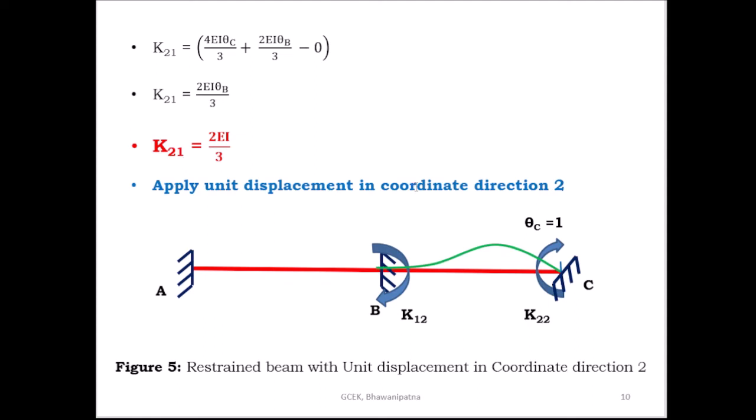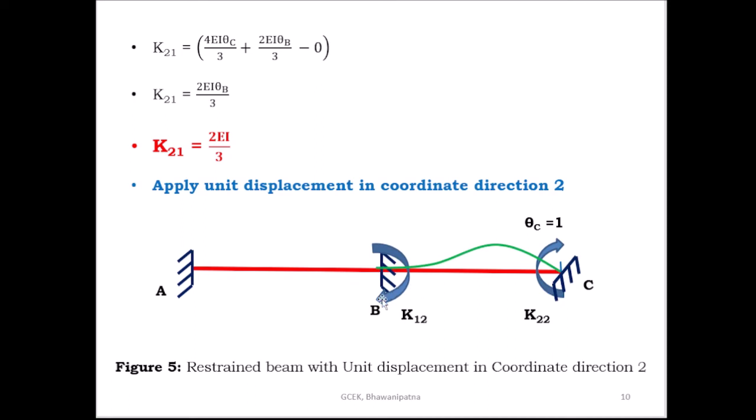Then apply unit displacement in coordinate direction 2. Make all the supports restrained. A is restrained, B is restrained, and apply the unit displacement at coordinate C. Theta C is equal to 1. And due to the unit displacement at coordinate C, find out what is the force developed at coordinate 1 and what is the force developed at coordinate 2.